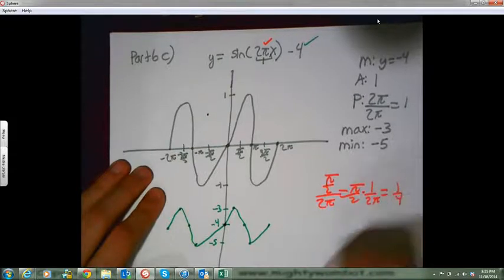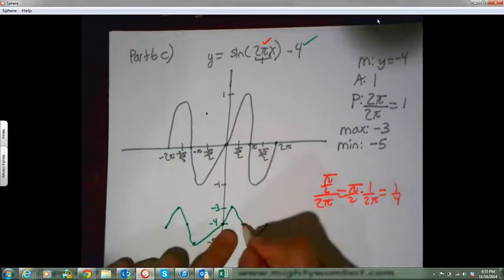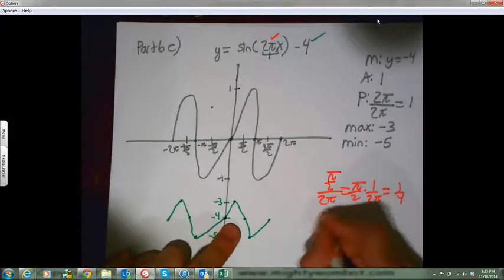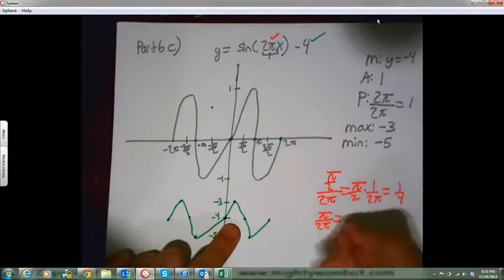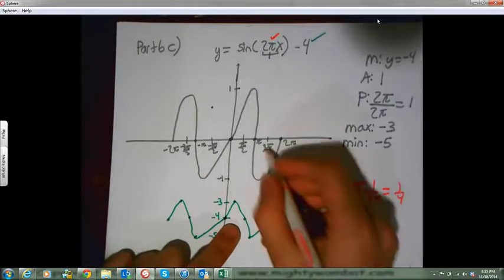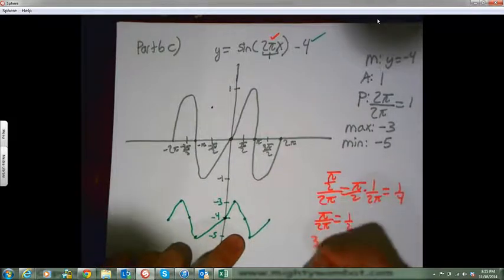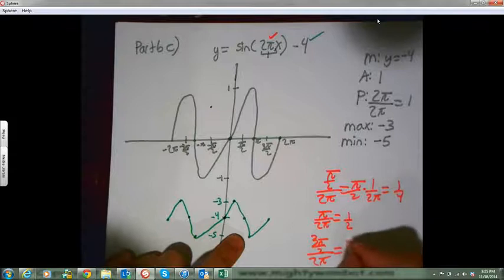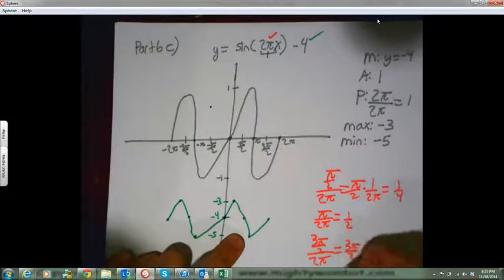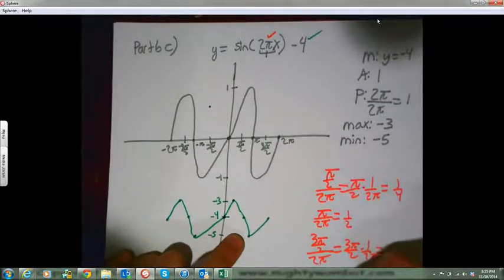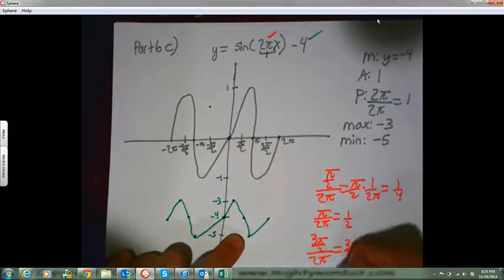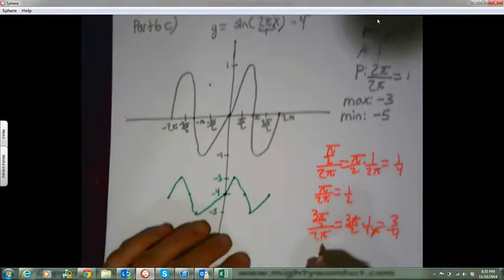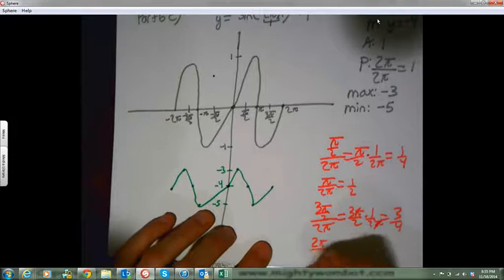What about this coordinate? This is pi. Pi divided by 2 pi equals 1/2. What about this 3 pi over 2? 3 pi over 2 divided by 2 pi equals 3 pi over 2 times 1 over 2 pi, which is equal to 3/4. The pi's go away. And finally, 2 pi divided by 2 pi equals 1.